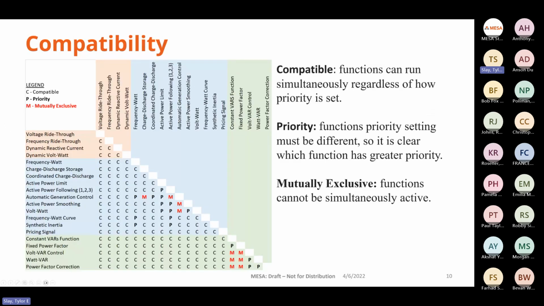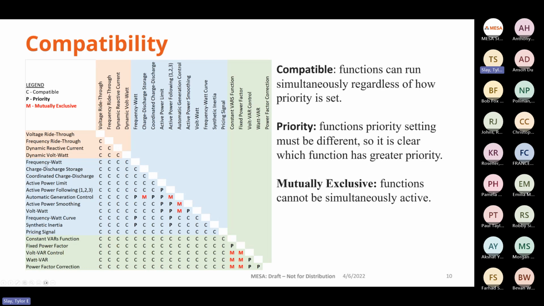Highlighted in kind of the light red, we have our emergency controls. These are your voltage and frequency ride-throughs and your dynamic reactive current and dynamic volt-watt controls. You can see that they are all compatible with each other because these are at the top of the priority list. No matter what, these should be accessible to activate within your controls if they've been set.